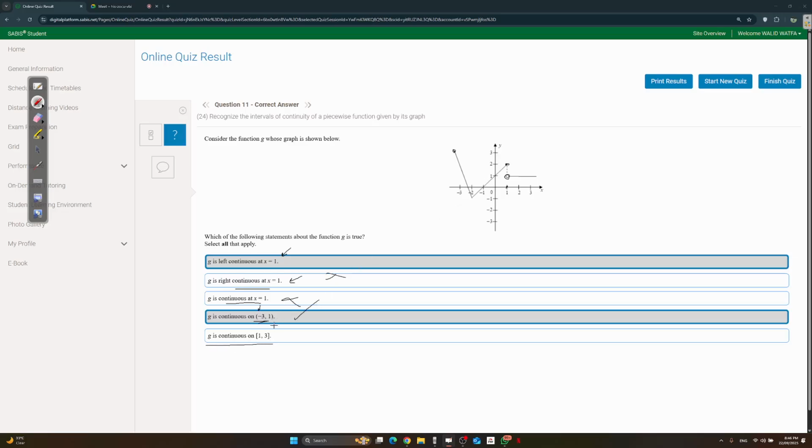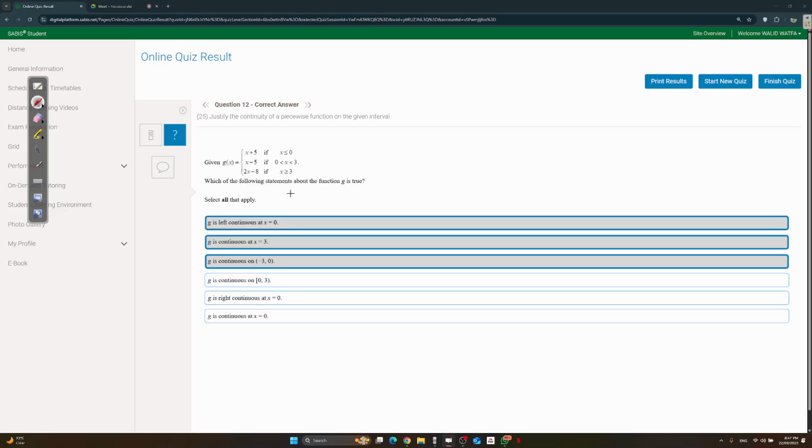G is continuous on 1, 3. From 1 till 3, that would be correct. But what's the problem? They put square brackets, so they're saying including 1. Including 1 means you're going to have to include this undefined open circle. So could that mean it's continuous? No way. Okay, which of the following statements is true?